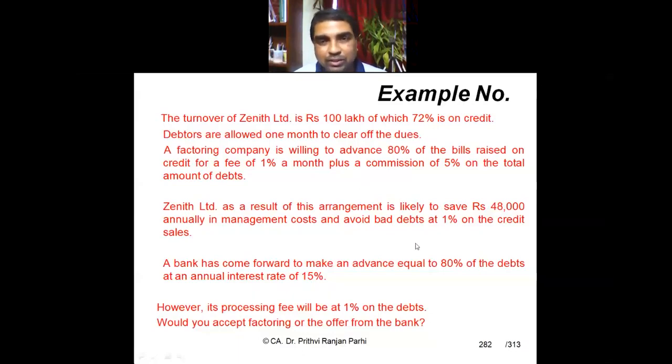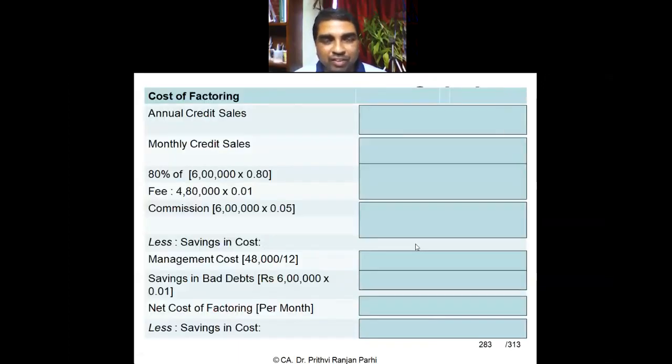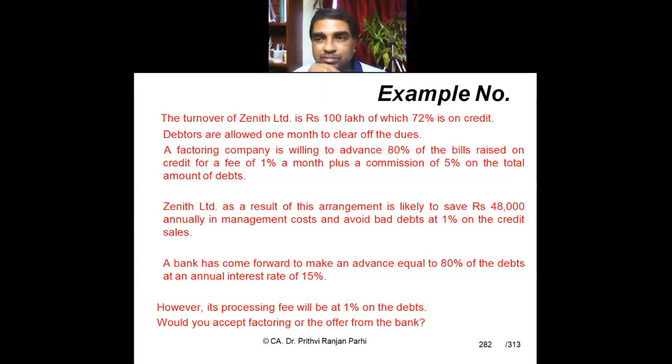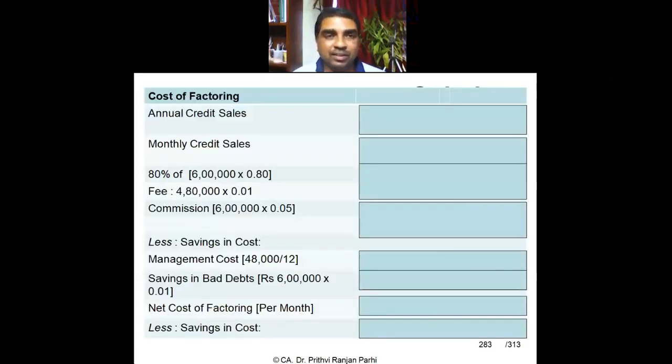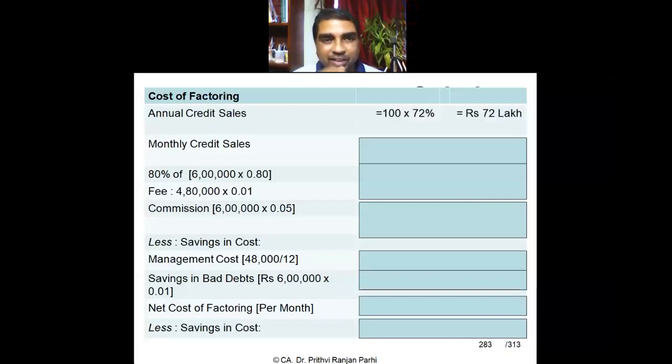You have understood the question. We'll solve this question in this particular pattern. I'm showing you a particular format. First, have you noted down some of the key points of this question? Okay, now let us solve this question quickly. What is the annual credit sale? Can you tell me? 72% of total sale. What is that amount? 72 lakh is the annual credit sale.